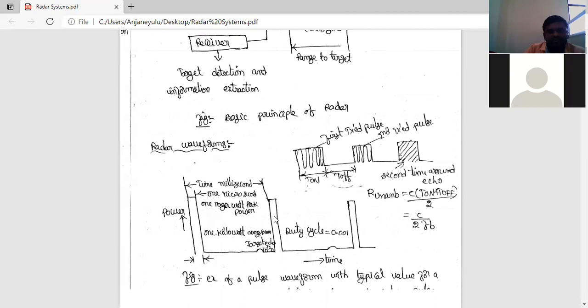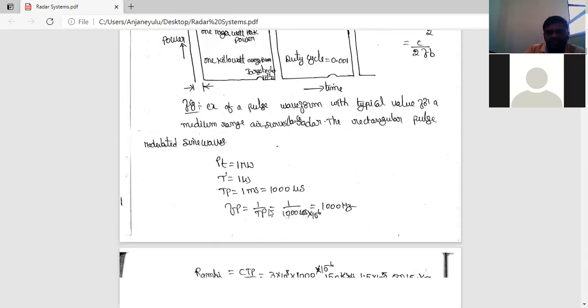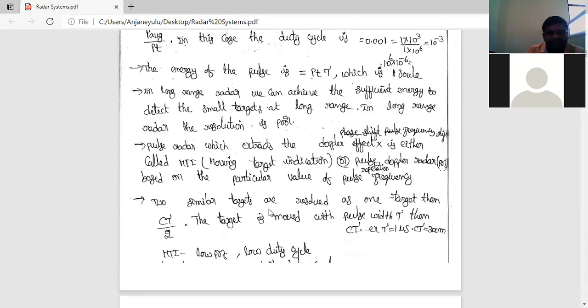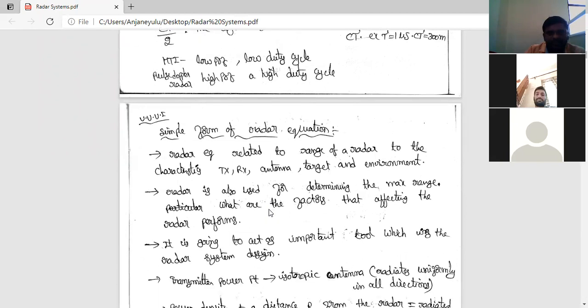So these are the basic pulses of radars. This is the duty cycle. The formula for duty cycle equals T on by T off plus T on. This is a simple problem. Here we are going to discuss the simple form of the radar equation.